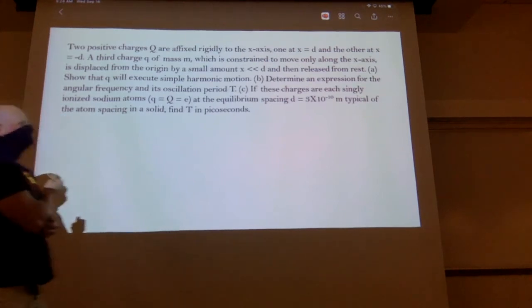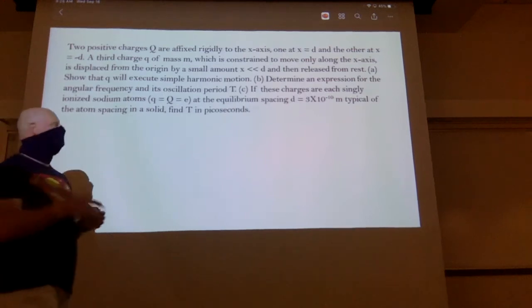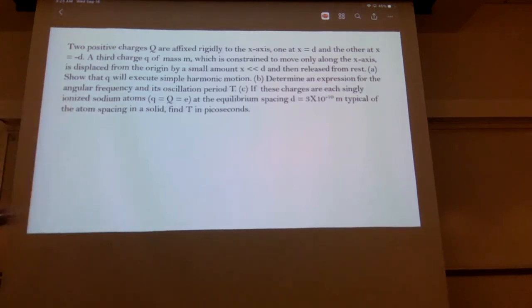Then part C says, if these charges are singly ionized sodium atoms, which have the mass of sodium atoms, but since they're singly ionized, that means they have a charge of the charge of an electron. So all three of them have the charge of an electron. And at the equilibrium spacing of the typical atom size, which is about 3 angstroms, find the period in picoseconds. So if this was the sodium atom, I have another sodium atom in between, I displace them, that thing is going to harmonically oscillate. So we want to know, what is the period in picoseconds?